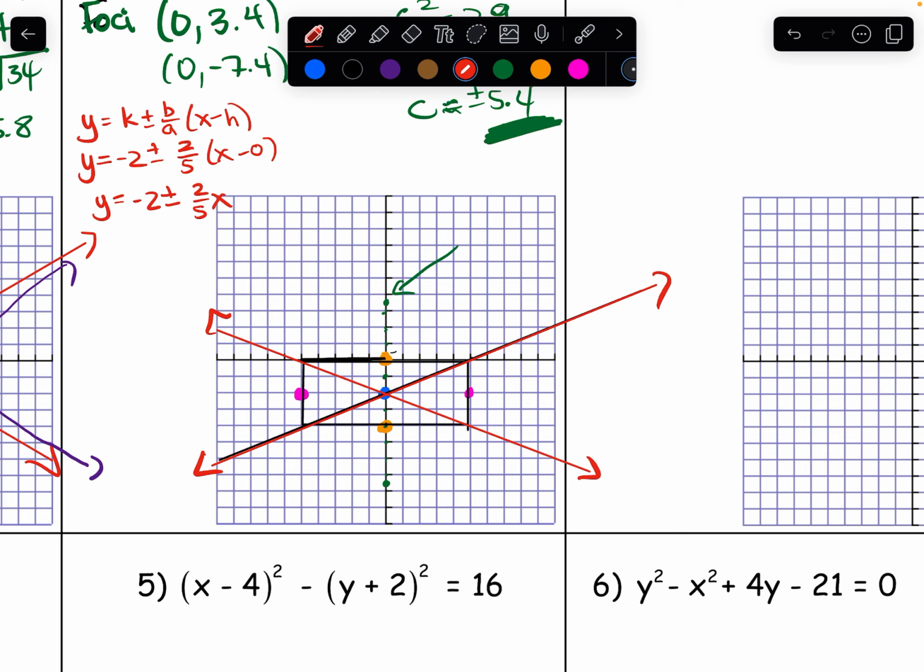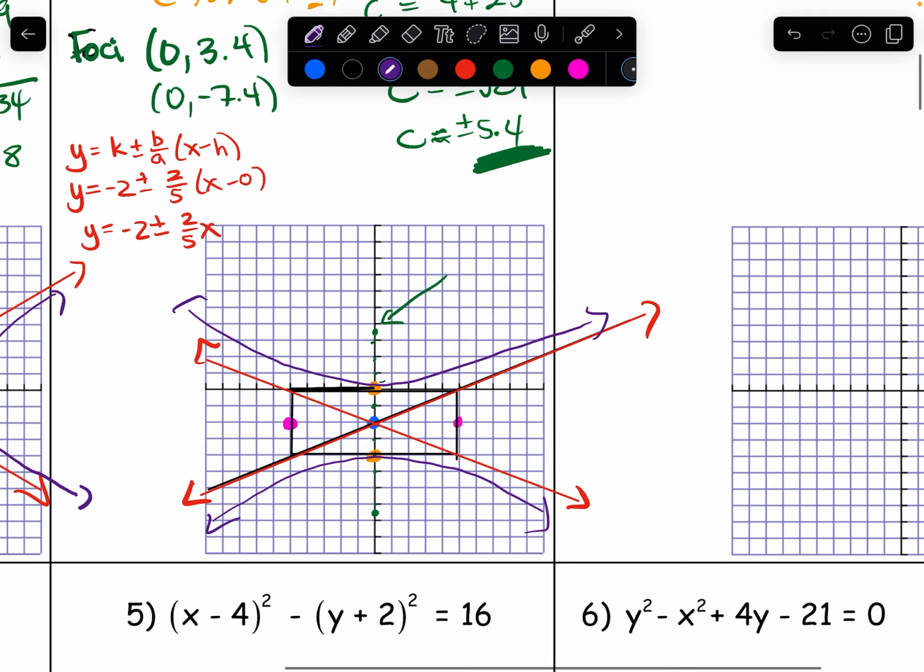And then this is going to go up and down. So this is going to go, oh, this is wide, like so, and wide, like so. Okay.